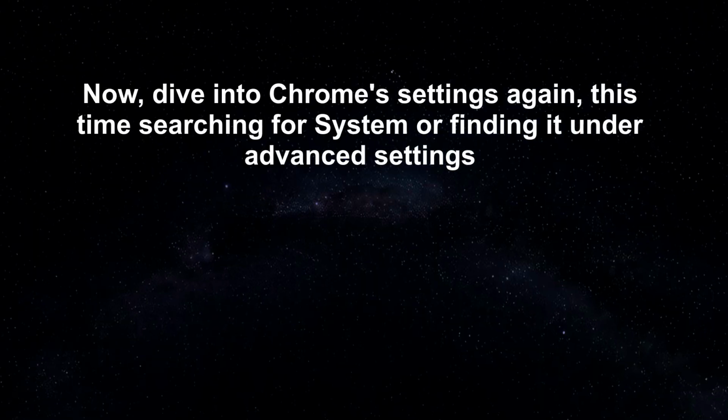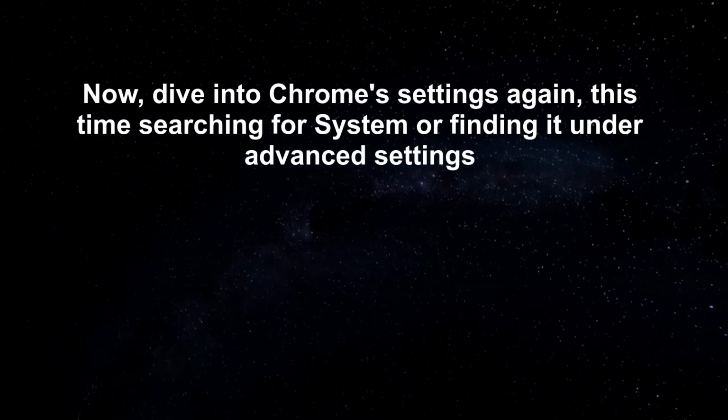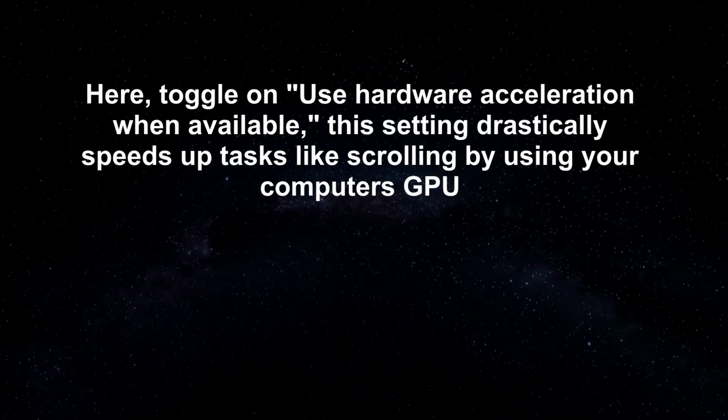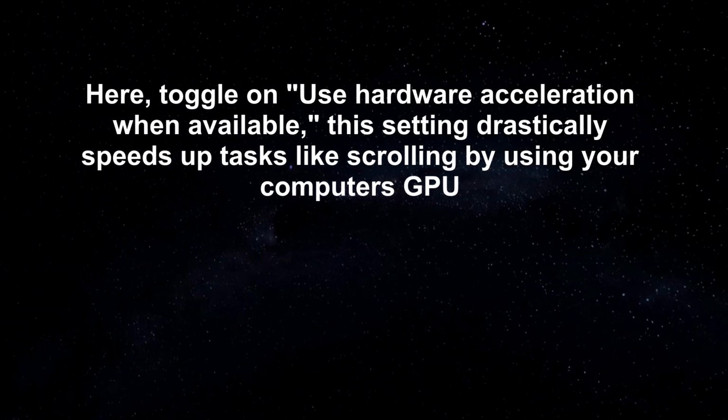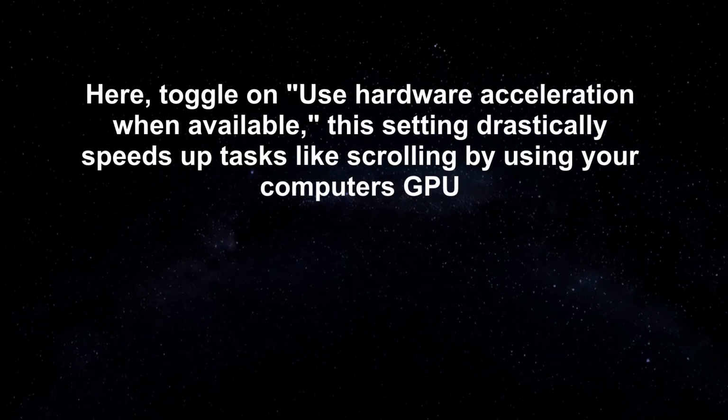Now dive into Chrome's settings again, this time searching for System or finding it under Advanced settings. Here, toggle on "Use hardware acceleration when available." This setting drastically speeds up tasks like scrolling by using your computer's GPU.